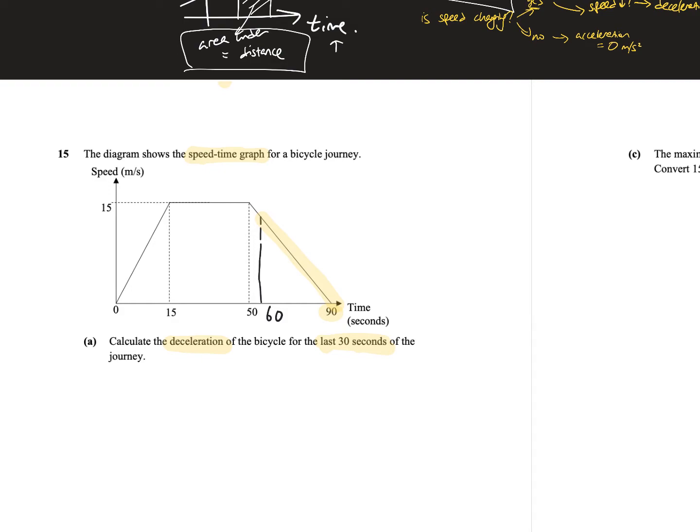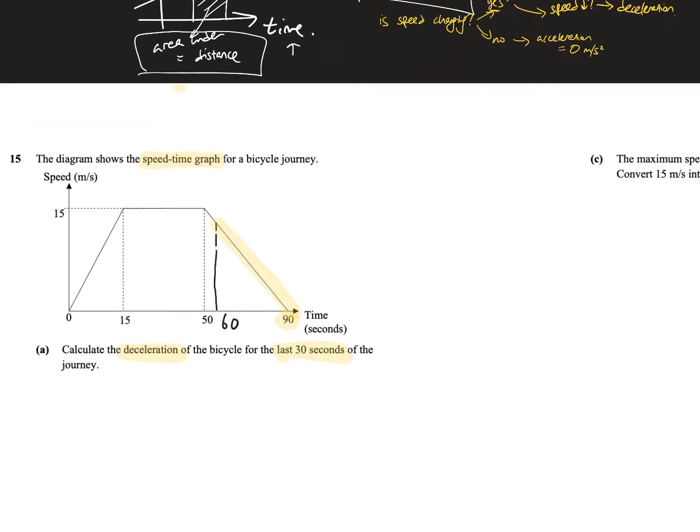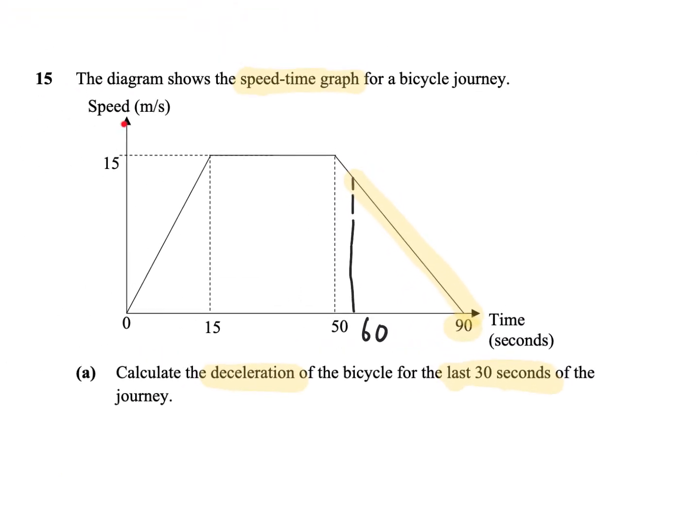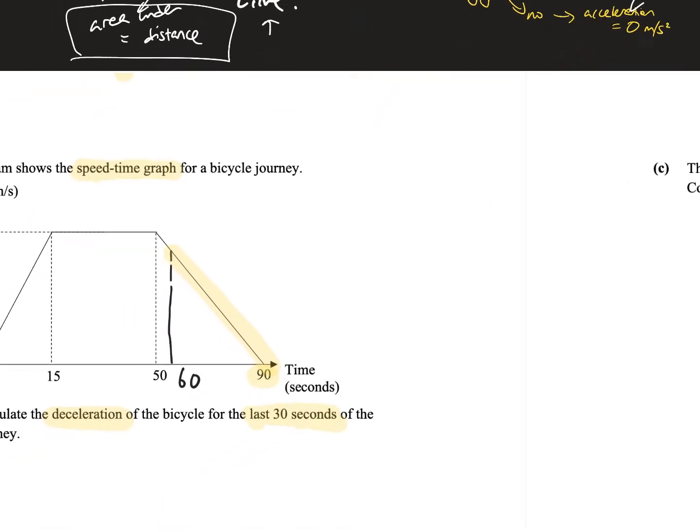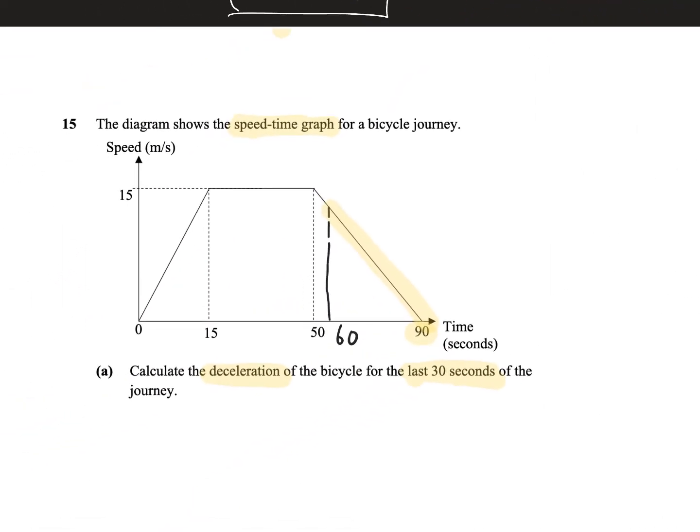So let's go back here, and you see, calculate deceleration. You can ask, is speed changing? That's the first question. Is speed changing? Yes or no? Is speed changing in the last 30 seconds? Over here it was maybe like 14, I don't know what it is, around there. And then it keeps decreasing, right? The speed itself keeps decreasing to 0. So yes, speed is changing. Then is the speed increasing or decreasing? It decreased. So it's deceleration. That makes sense, and that's why it's asking, calculate the deceleration.